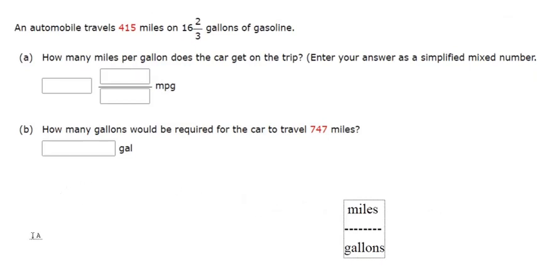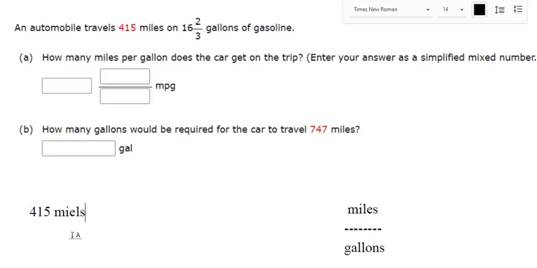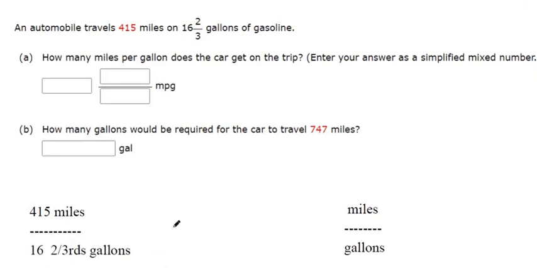We've got to calculate the miles per gallon. So that means there's 415 miles. We need to divide that by 16 2/3 gallons. That just means we need to do a little fraction arithmetic to make that happen. So it's the number 415, and we're dividing that. We're stating the problem in a different way, right? 415 miles, and it's being divided by 16 2/3 gallons.